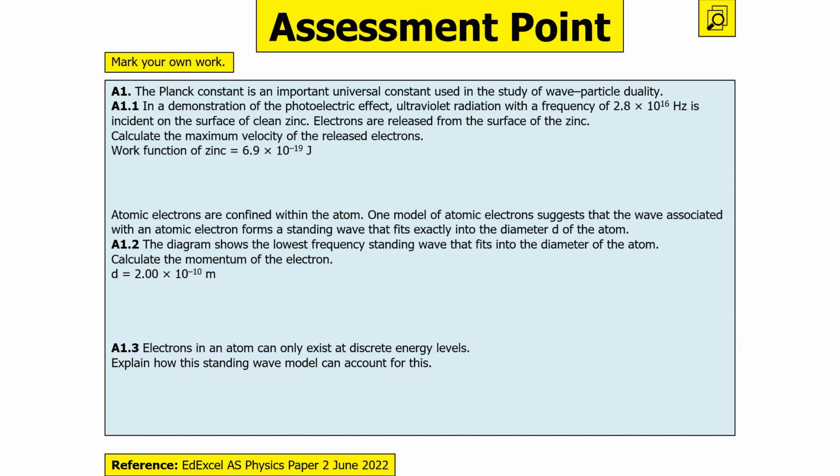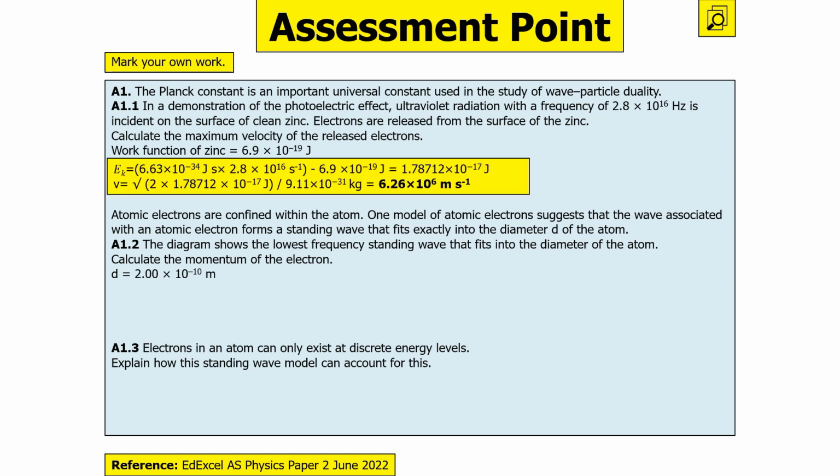Right, in this one, you can say, what's the kinetic energy? Well, the kinetic energy is going to be equal to the energy of the photon, which is hf, so you've got f in the question, 2.8 times 10 to the 16, times Planck's constant, minus the work function in joules, which we're given to be 6.9 times 10 to the minus 19. So we've got our kinetic energy. We're then going to say v equals the square root of 2 E_k over m, just rearranging the kinetic energy equation. We use the mass of the electron because it's the electron's kinetic energy we've got, so therefore it's 6.26 times 10 to the 6 meters per second.